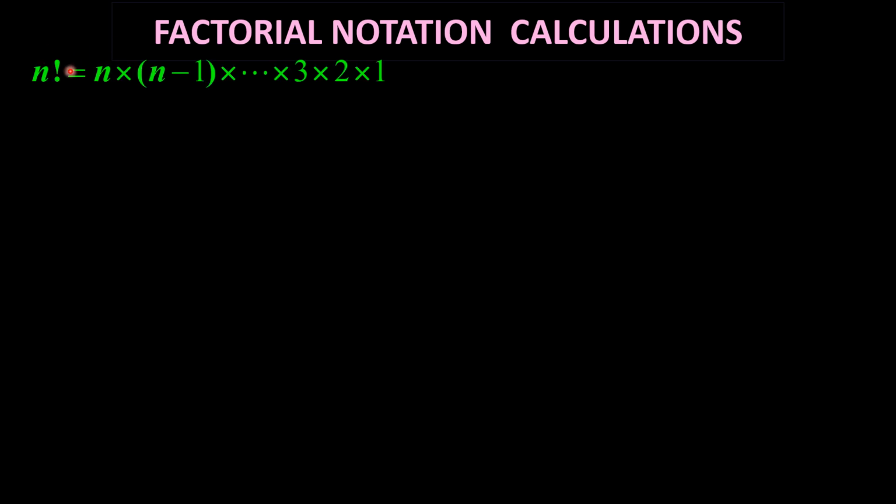So we have n factorial is n times (n minus 1). You see it's decreasing until we end up with times 1. Also, it can be written as n times (n minus 1) factorial. But what about 0 factorial? Let's just see whether that is possible.